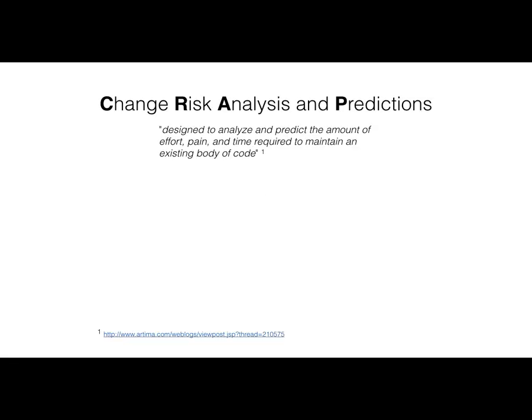All right. Change risk analysis and predictions, aka CRAP. Design, analyze, and predict the amount of effort, pain, and time required to maintain an existing body of code. Basically telling you how much trouble you're going to go through if you try to change something in your application. The link at the bottom is from the blog of the person who came up with this. It's a very good read. I recommend checking it out if you're interested in this metric.